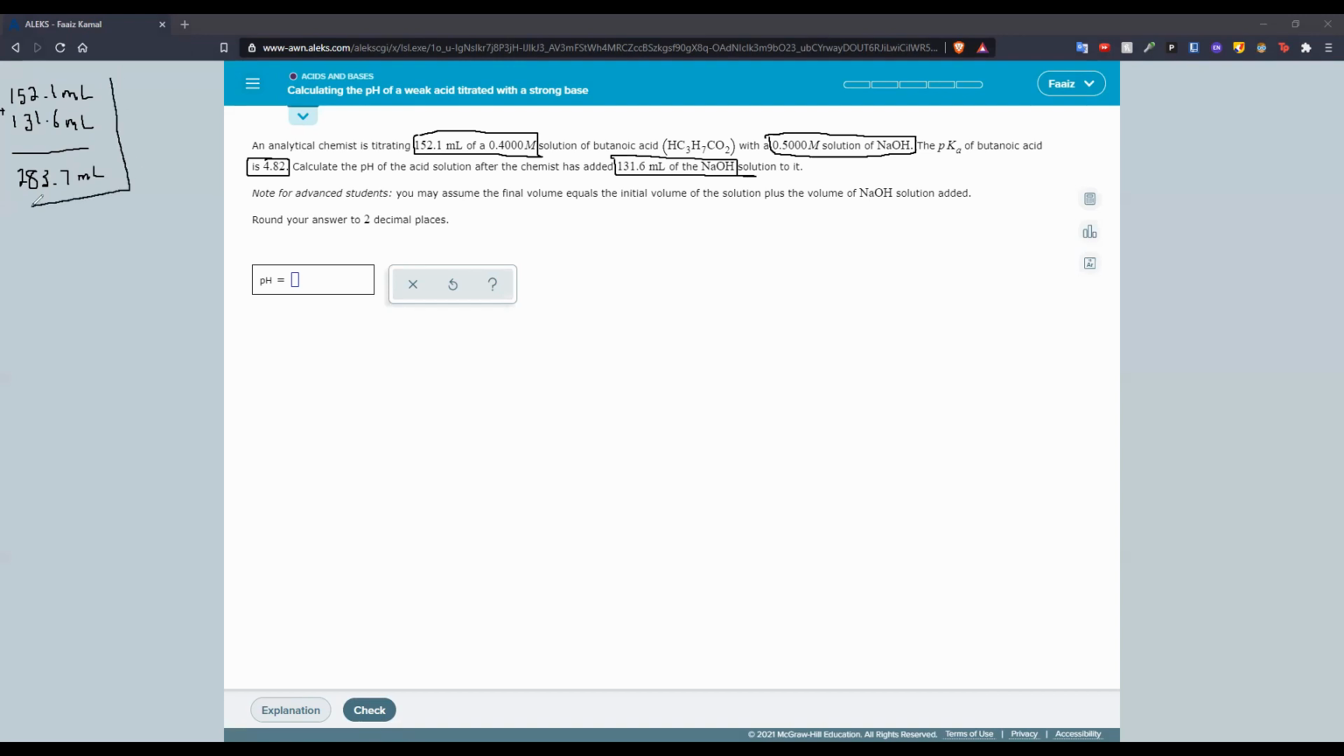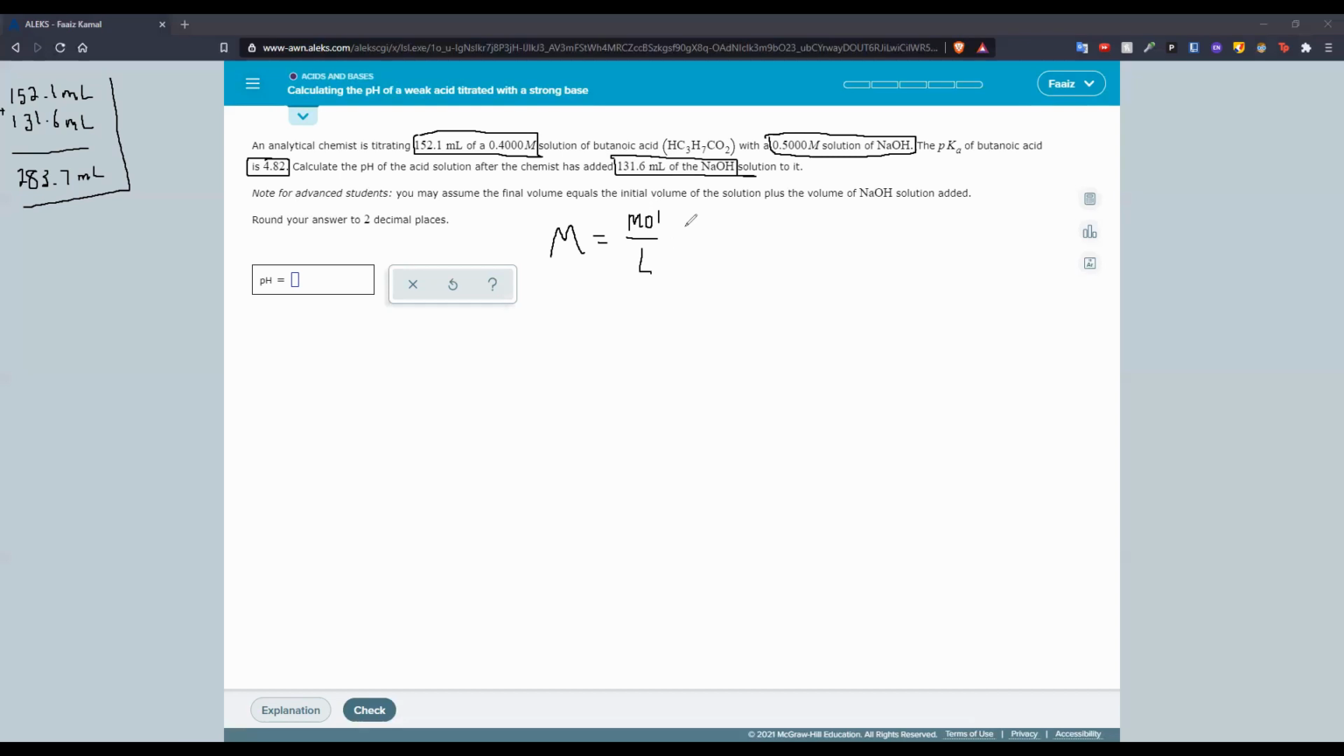Right, now that we have that, the actual question requires you to find the moles of butanoic acid and the moles of NaOH, because you got to remember that whenever you have a strong base and a weak acid, they react until one reactant is used up completely. So you got to know the amount of each to find out which one gets used up and which one stays after. And to do that, you have to remember this equation right here: molarity equals moles over liters.